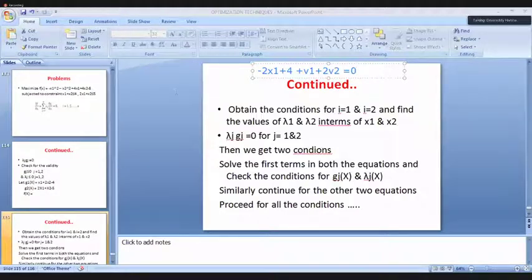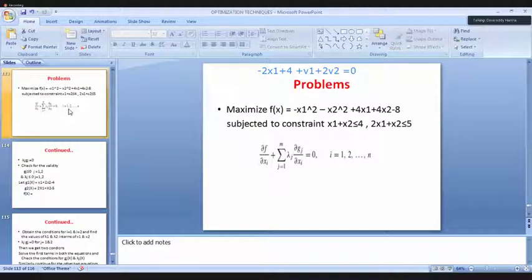Now, what is the second thing that you need to do for this equation again? Take i as 2. Super. Start solving for taking i as 2. Now that will become what? Minus dou f by dou x2 plus, again the summation expansion, lambda 1 dou g1 by dou x2 plus lambda 2 dou g2 by dou x2 is equal to 0. Correct for i equal to 2?